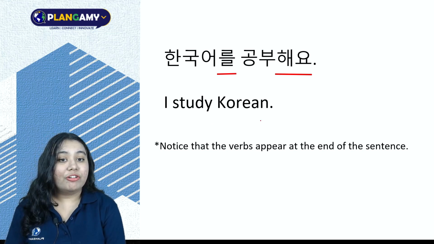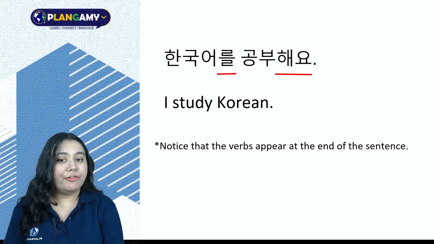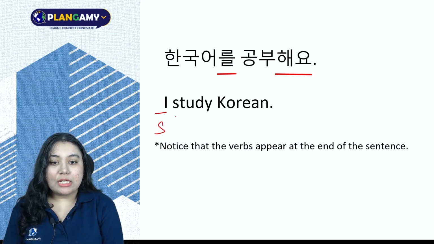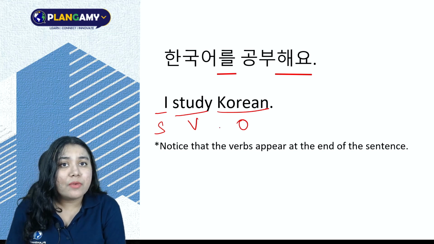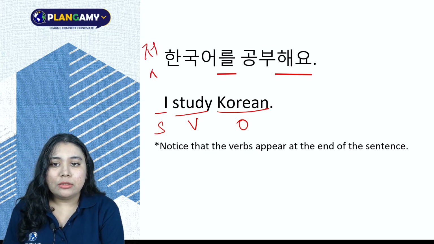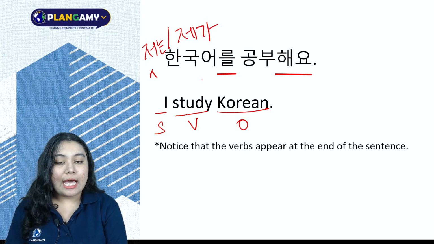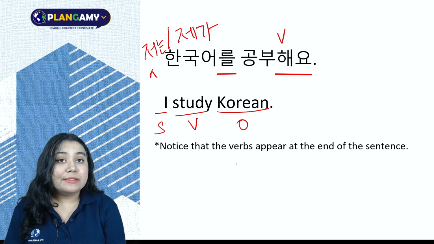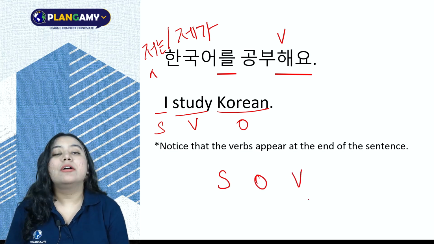I study Korean. Yes. 한국어를 공부해요. I is the subject. Study is my verb. Korean is my object. You are studying Korean, so Korean is your object. You are the subject. So I could have also added 저는 here, or maybe 제가. Yes. Okay. So notice that my verb is coming at the end. A common Korean structure is subject, object, and lastly the verb.